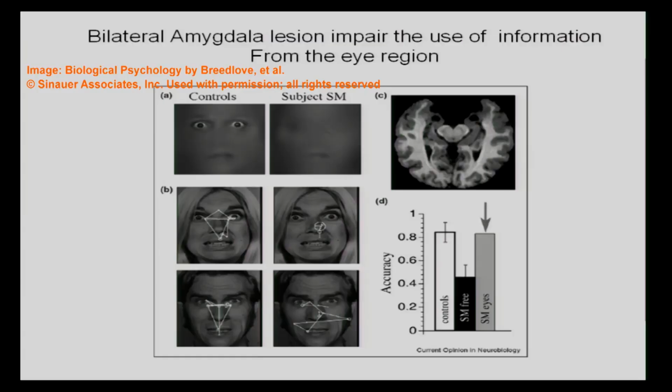Okay. So this was the reminder. We talked about bilateral amygdala lesions impairing the use of information. This is just from the last lecture. Controls will look at the eyes and down to the mouth. And here is our subject SM with bilateral amygdala lesions, looking at the nose, a little bit at the eyes, but very abnormal patterns. It's very triangular always. You and I would have triangular looking patterns at faces.